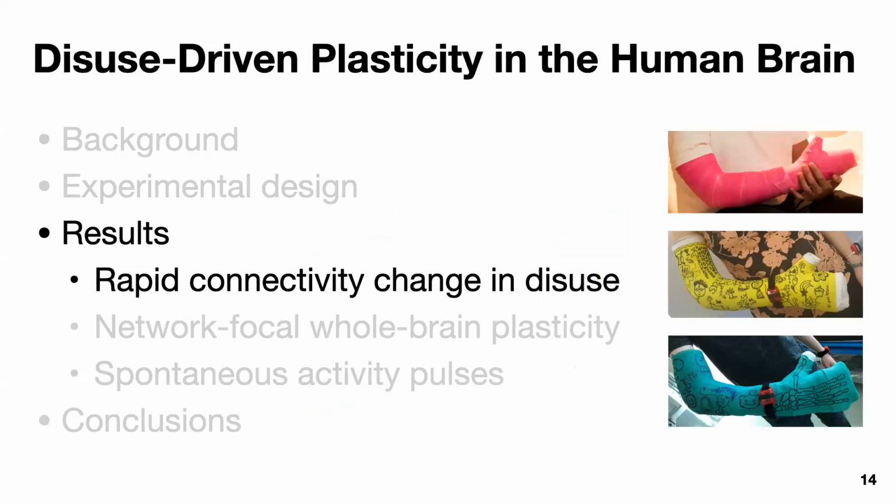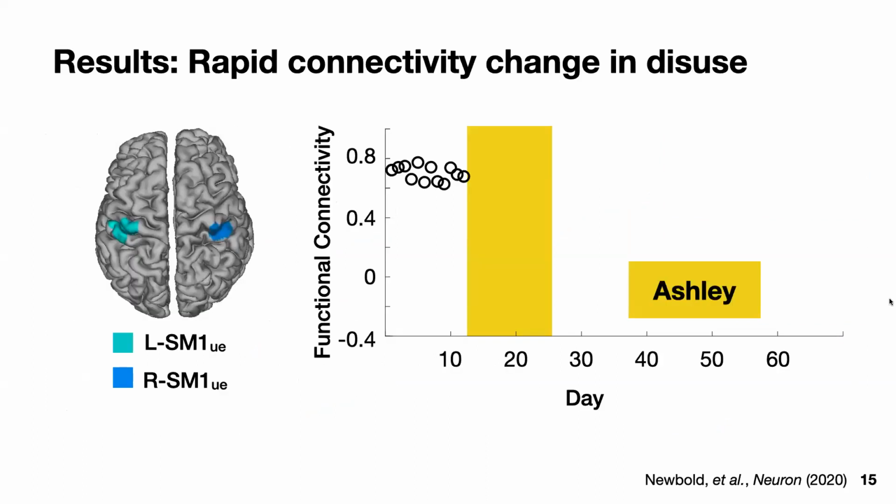So now I want to show you what we can do when we have so much data combined with a powerful plasticity manipulation. Here I'm plotting out functional connectivity that we measured between the left and right motor cortex every day before casting. And so you can see that with 30 minutes of data each day, we get a very reliable measurement showing functional connection between these regions of around 0.7.